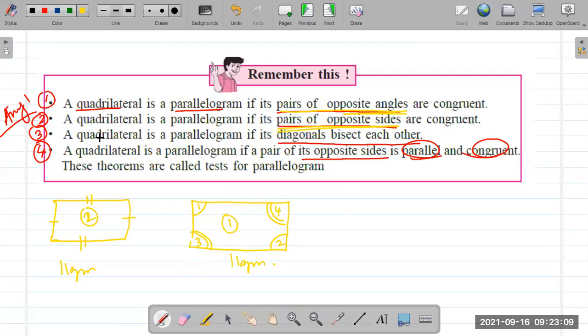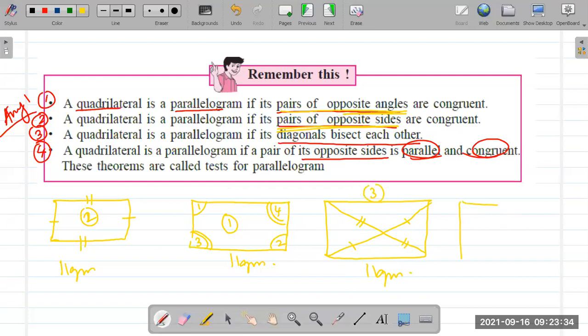And then, if the diagonals bisect each other, then also it is a parallelogram. So if for a given quadrilateral, we are given that the diagonals bisect each other. Bisect means what? These two diagonals are broken into two equal parts. Then also this is a parallelogram. This is the third property.